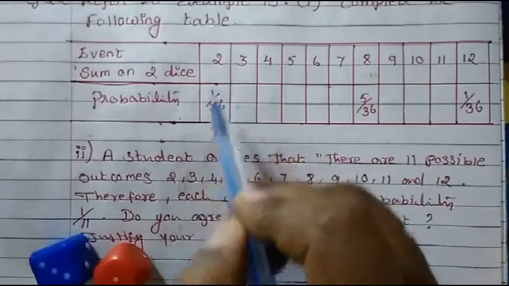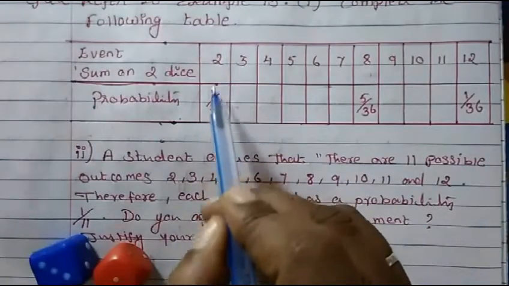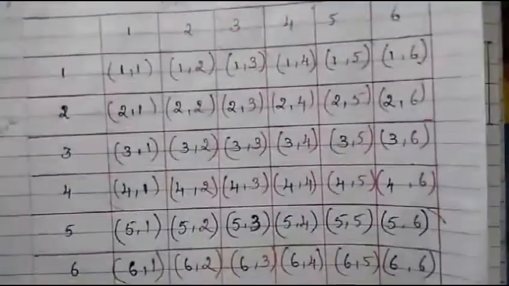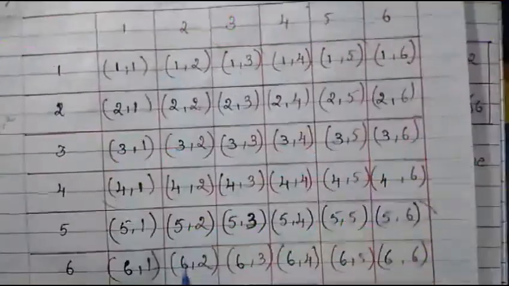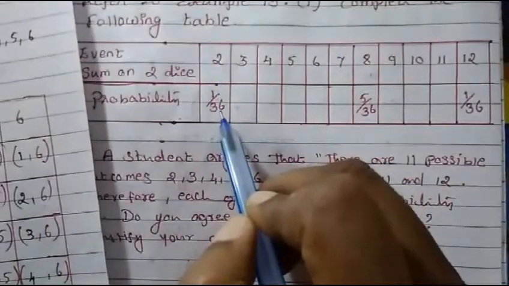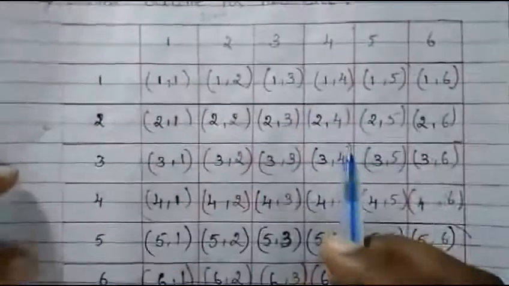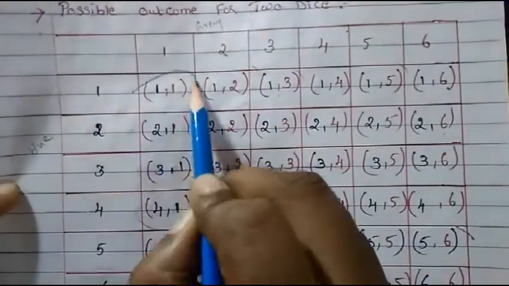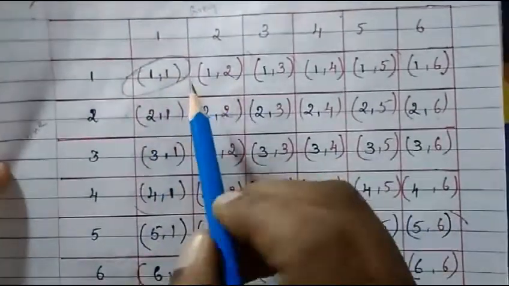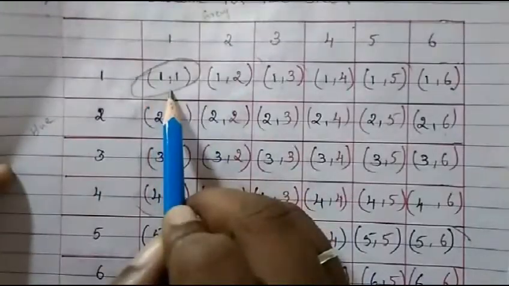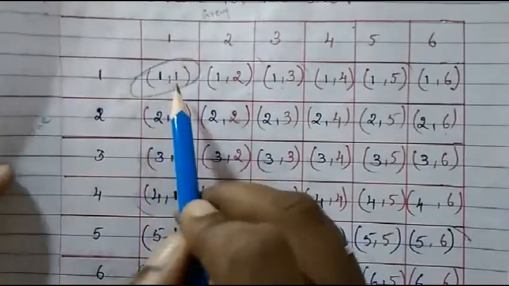For sum on 2 dice, when 2 comes, what are the possibilities for 2 to come. So now I will explain to you. This chart I have told you that you have to make this chart. So there are 2 dice and we have made all the possible outcomes. Now what we have to see is, for 2 to come, what is the probability? 1 plus 1 is 2. Now are there any other possibilities? This becomes 3, this also becomes 3. Same way other things. So there is only one possibility for 2 to come.